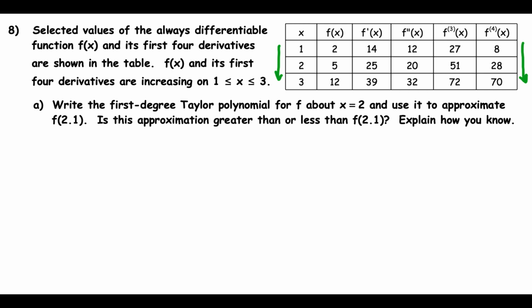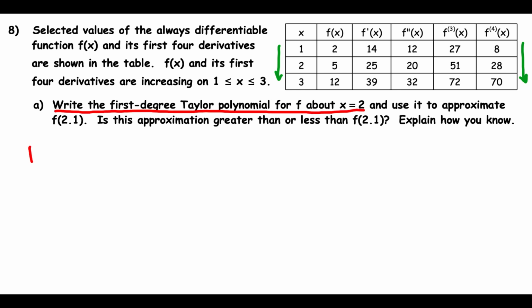All right, part A. Write the first degree Taylor polynomial for f about x equals 2. We'll do that first, and then we're going to use our answer to approximate f of 2.1. And finally, a third thing: is our approximation greater than or less than the real value of f of 2.1? Explain how we know. Great. Okay, let's get the first degree Taylor polynomial for f.